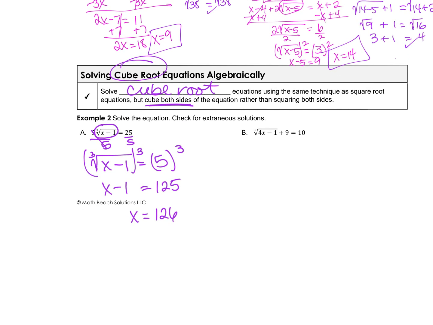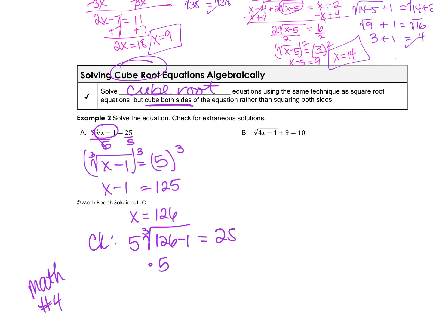Again, you can use a calculator. The cube root button on the calculator is under your math button, and it's number 4, if you want to use a calculator to check it. So that's 5 cube root of 126. So that's cube root of 125, which is 5 times that 5 in front. So that does equal 25.